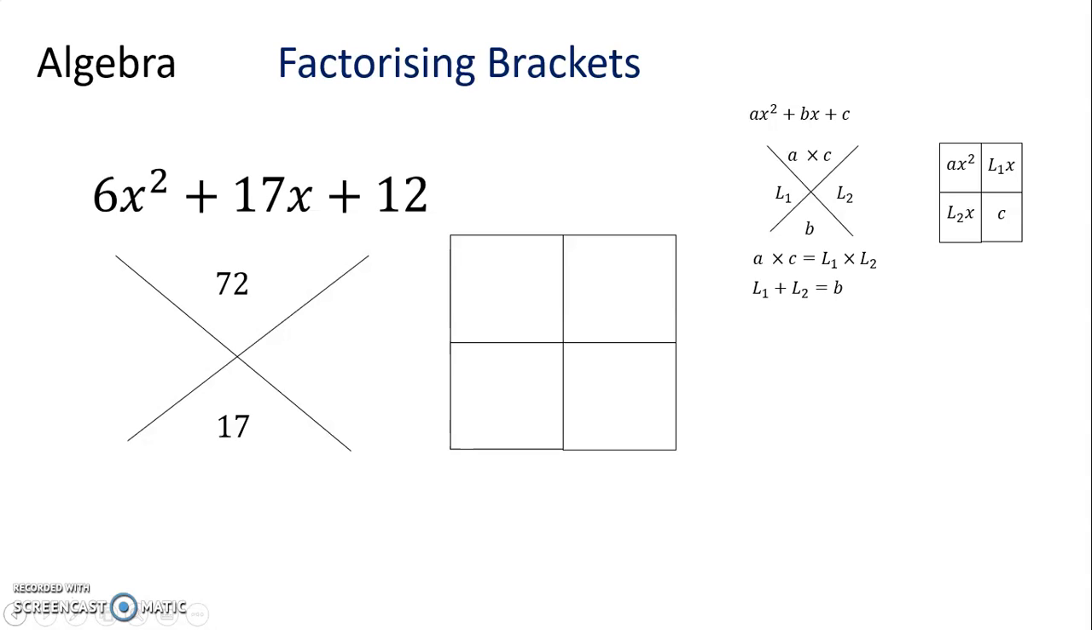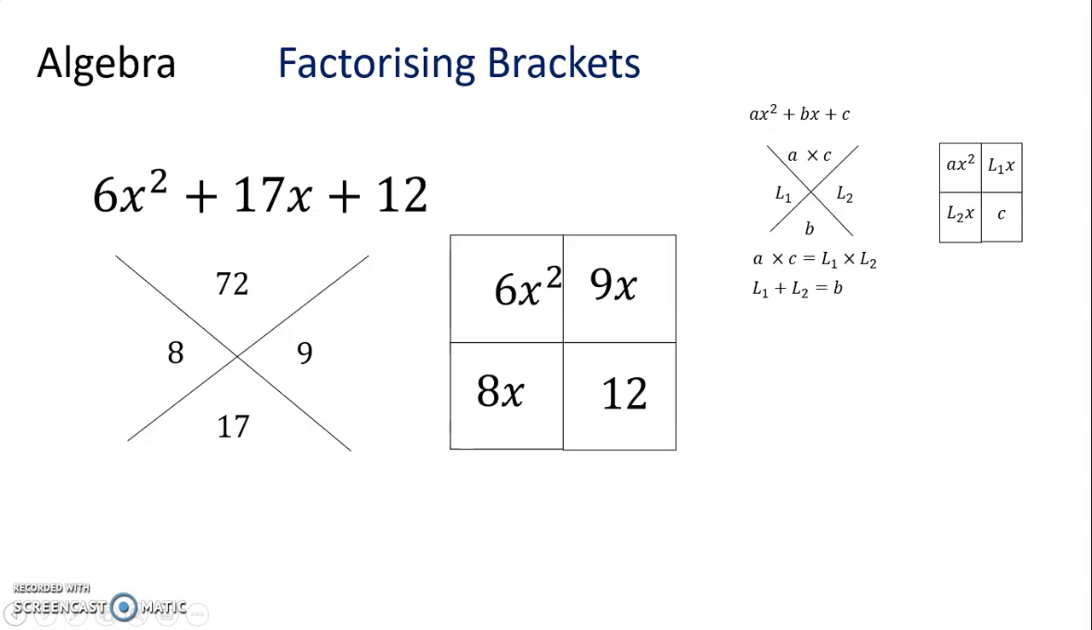Now I strongly advise you when you're doing this to actually write those down so that you can look at them and see which ones are going to work. 8 and 9, well, they add to make 17. So it looks like 8 and 9 are the two values that I want. Now I can fill in my box. I'm going to have 6x squared and positive 12, and then I'm going to have 9x and 8x.